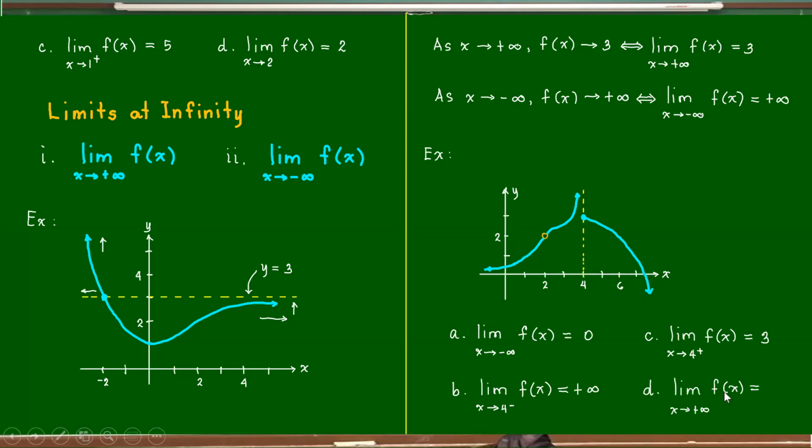What about the limit of f of x as x approaches positive infinity, going to the right? Negative infinity po. The function values go downward, so it means negative infinity. Okay?